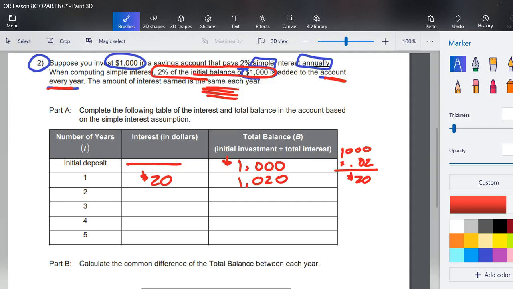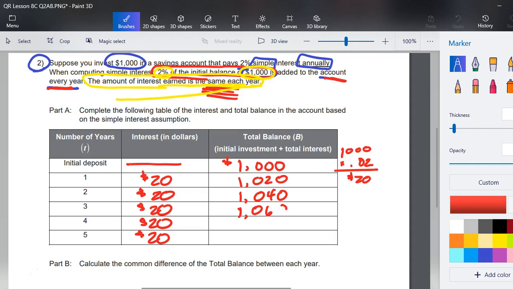Now this is probably okay so far, and the next part is where it starts going awry if we don't really see this part right here. The amount of interest earned is the same each year. In this case, it's 2% of the initial balance. So I can go ahead and finish this part over here, because in simple interest, I'm going to earn the same every year. So the second year, I've earned $20, so that means I'm now at a balance of $1,040.